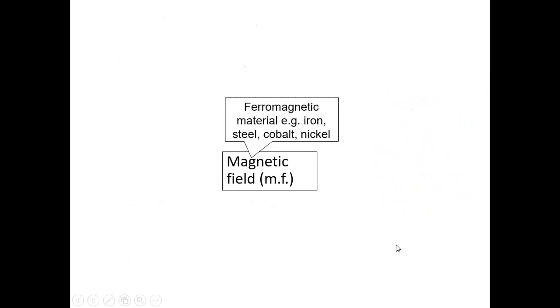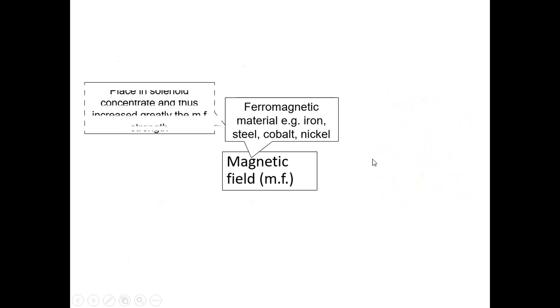Okay, so we have more or less completed it. We do some examples, and we call it a day. So for magnetic field, we have ferromagnetic materials: iron, steel, cobalt, copper.